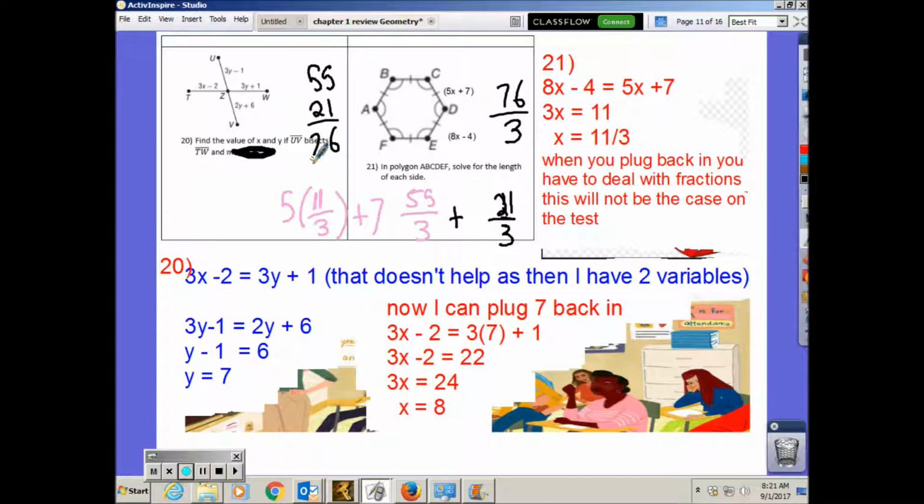And let's see if 76 is divisible by 3. It says simplify, and actually in this case make it a whole number. 3 does not go into 76 evenly, so your answer is 76/3.